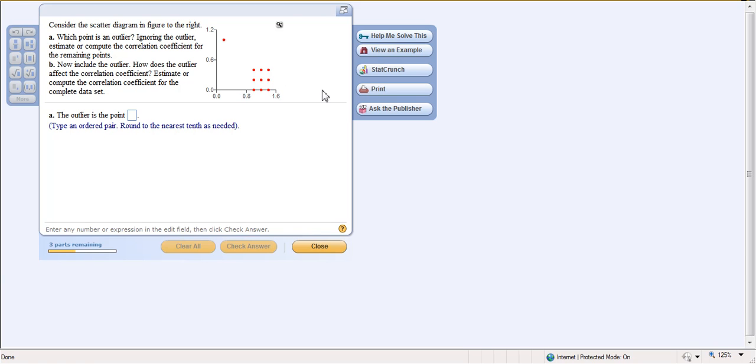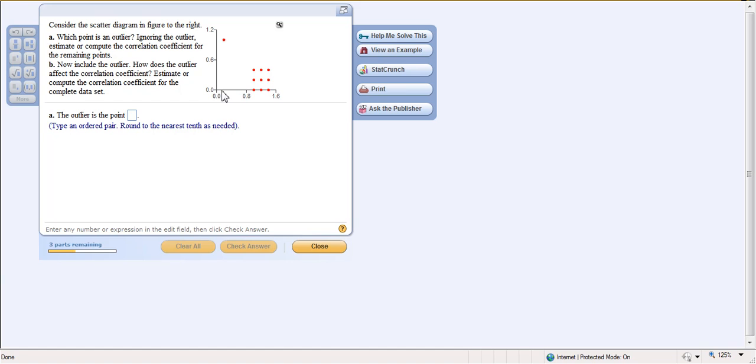Okay, I want to talk about estimating correlation coefficients given a scatter plot. Here it says to consider the scatter plot in the figure and which point is an outlier. We can see that an outlier is a data value that's a lot different or far away from all the other ones. So this right here would be our outlier.